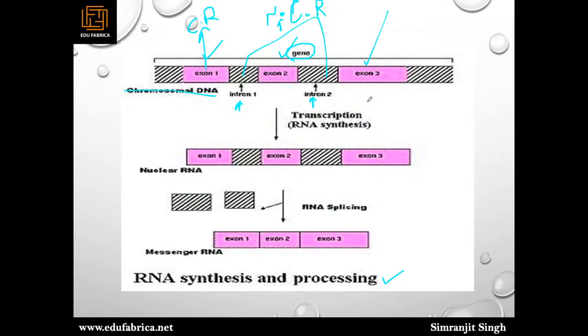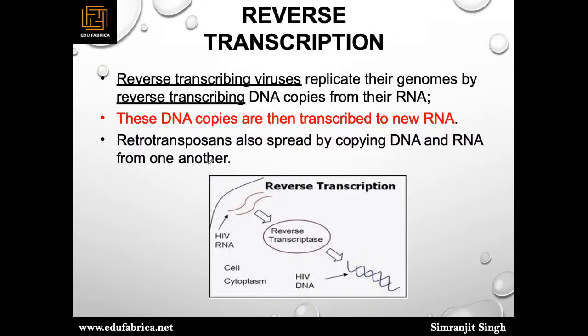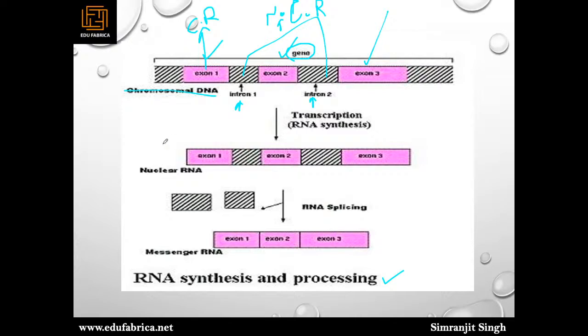Right. Then after the transcription, what will happen? The external introns will be removed. Still, internal introns will be there. So these will also be removed during RNA splicing. Then at the end you have your messenger RNA, and you will have all exons 1, 2, 3 present there.